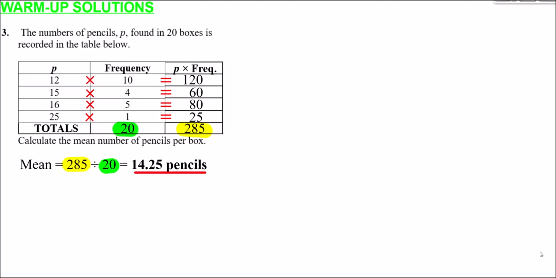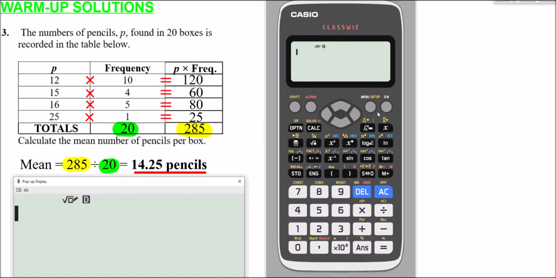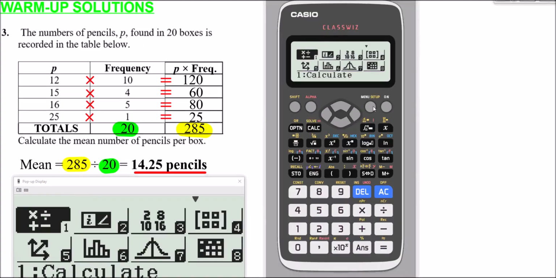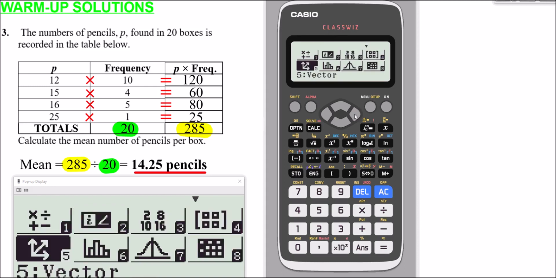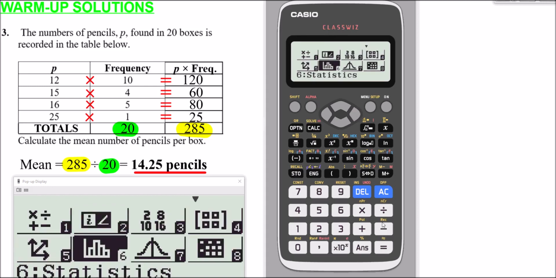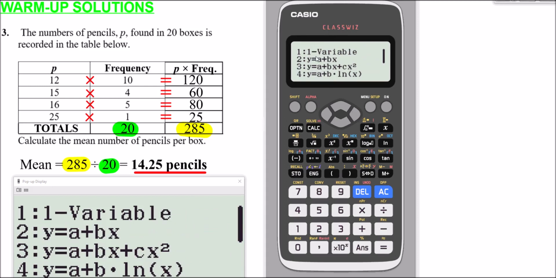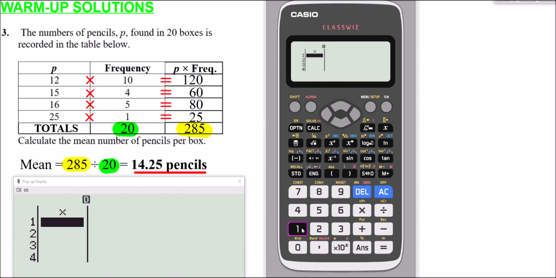There is a way, however, how the ClassWiz could have done this for you. So on the ClassWiz calculator, if you press menu, and then what we need to do is toggle along until we get to statistics. So if we keep going until we get to number 6, statistics, and press equals, what we want to do here is one variable calculations, because the only variable we're talking about is pencils. So press 1 for one variable, and then we just type in the number of pencils here, x.